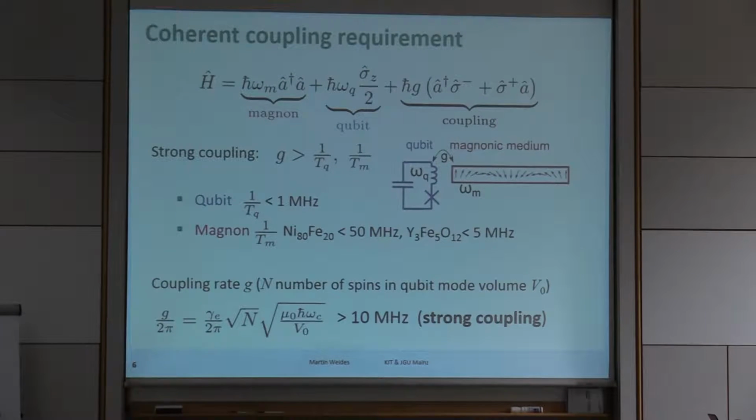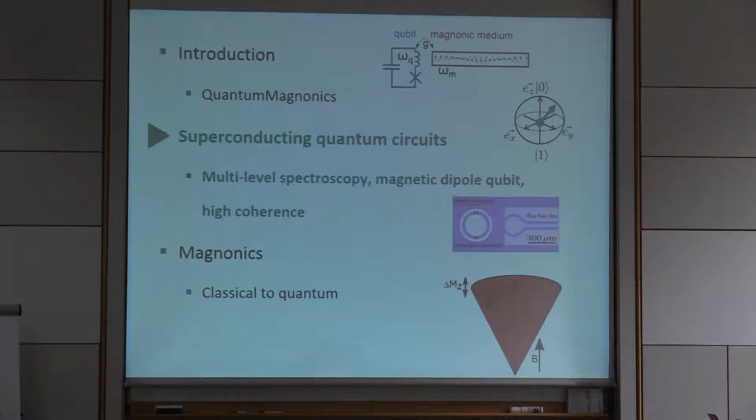And now, if we then calculate numerically, the coupling rate depends on the number of spins we couple to and the mode volume. If you plug in numbers, we get a coupling strength of about 10 megahertz or larger. So it's possible to reach the strong coupling regime. And we have also seen data earlier today by Yasunori Nakamura that it has been experimentally achieved.